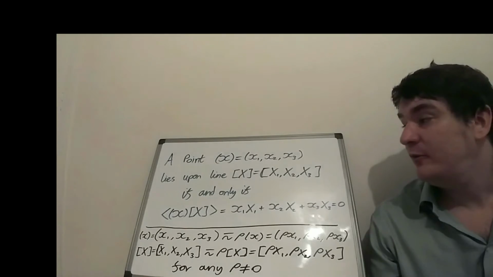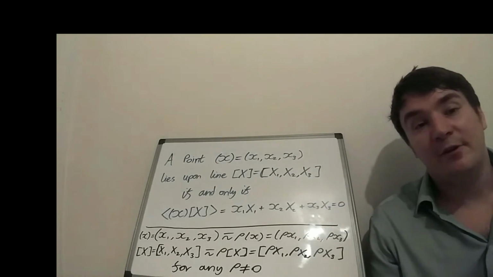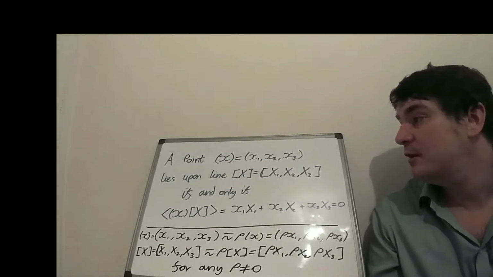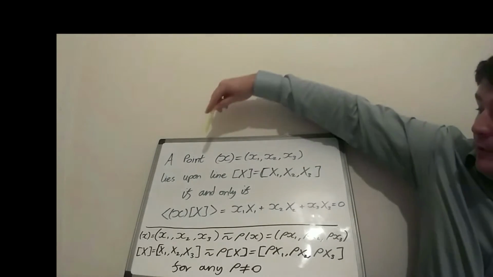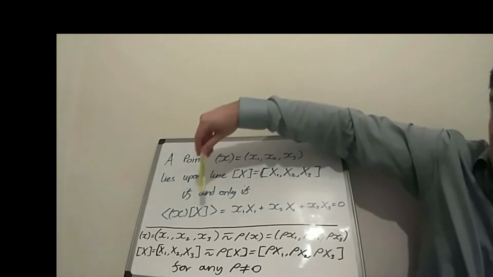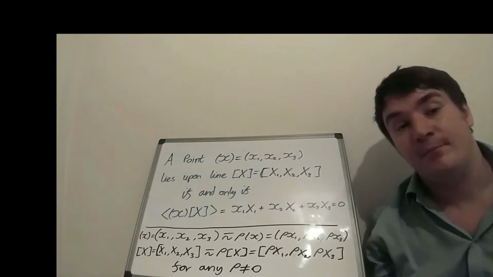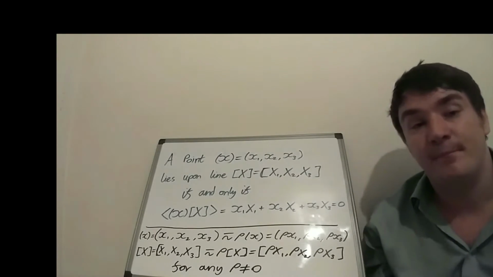And so this is the most important picture that I'll talk about in these lectures, because it gives you the definition of a point, the definition of a line, and the condition for when a point lies upon a line, or when it's touching it. So let's have a look at this.